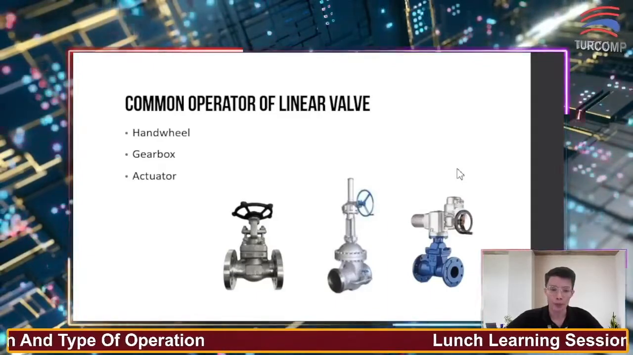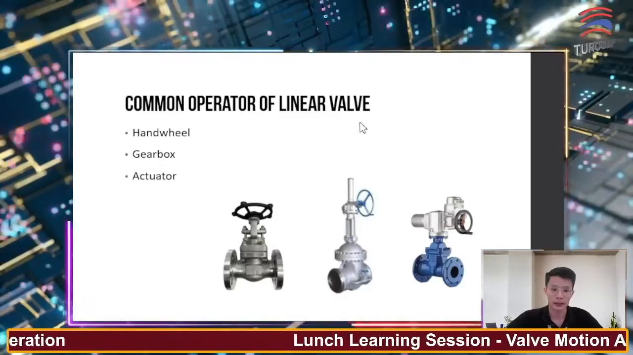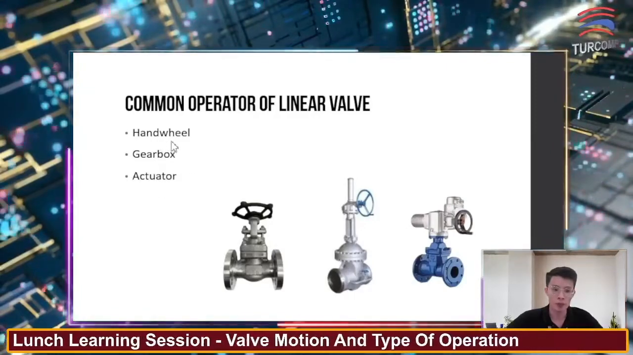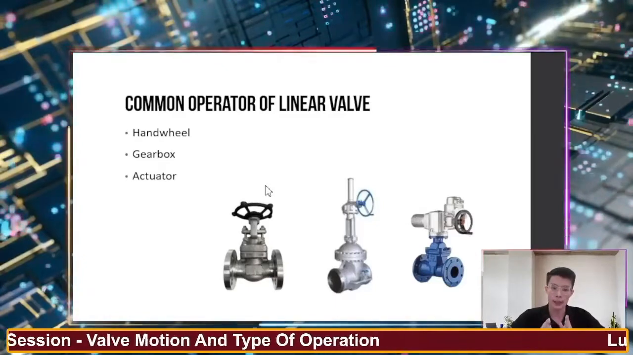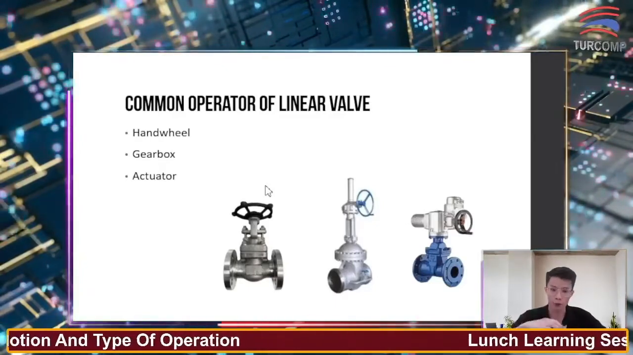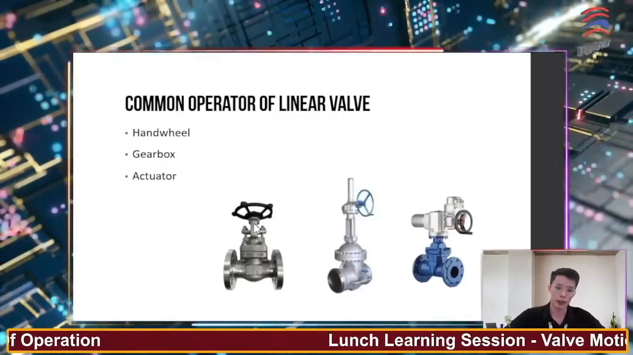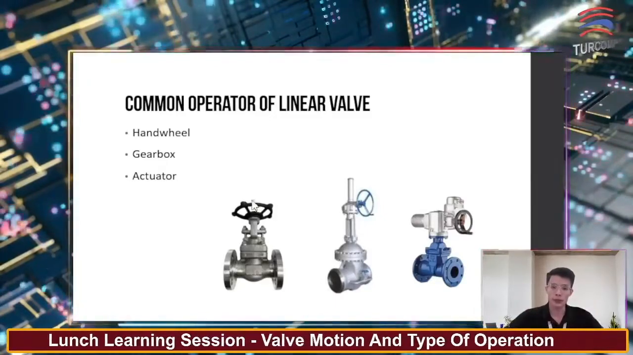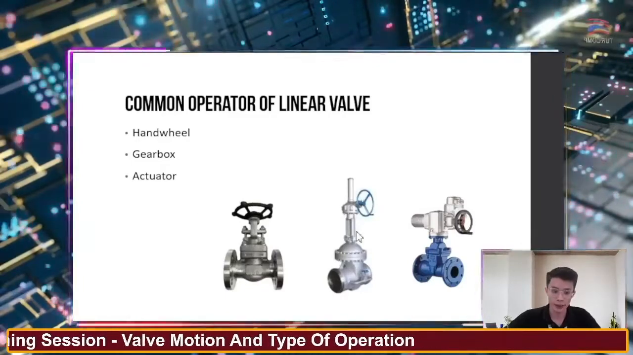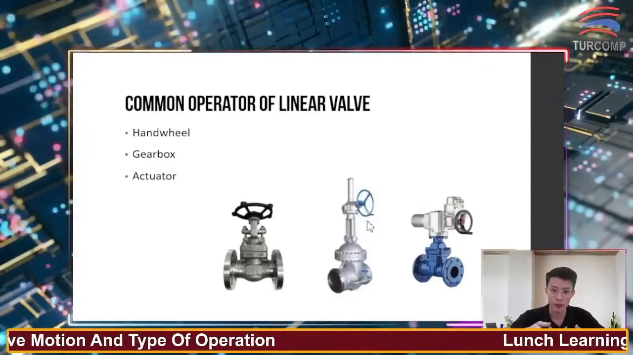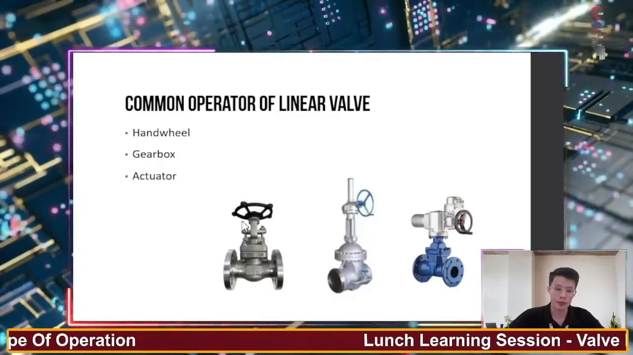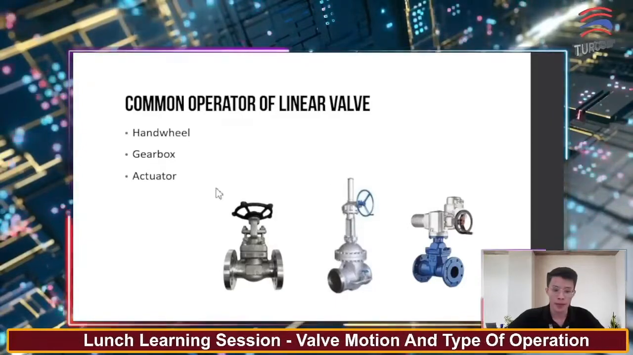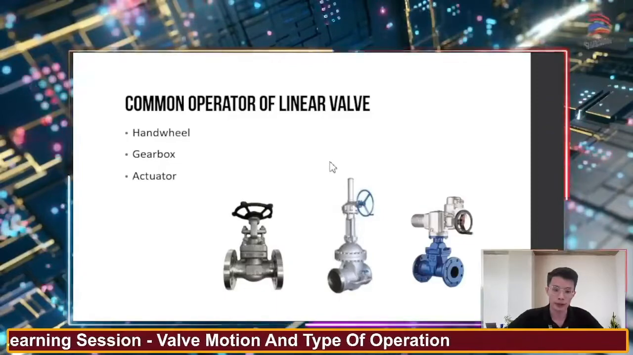In order to operate the linear WAF, there are a few common operators that will be discussed today. One is the hand wheel, one is the gearbox, and another one is the actuator. The hand wheel is normally used for a small size WAF where the torque value required to open or close the WAF is not so big, so we can just use the hand wheel like this. But when the WAF size becomes bigger, we normally require a device called a gearbox, which you can see over here, to reduce the torque value required to open or close the WAF. If not, it is not feasible to rotate the WAF using a normal hand wheel, because the torque value required is very huge. The hand wheel and gearbox are considered manual type linear WAF.